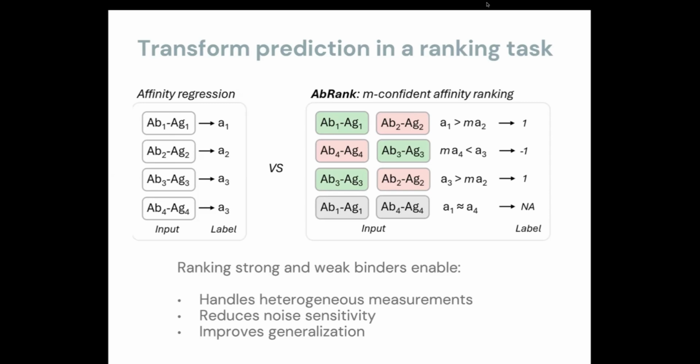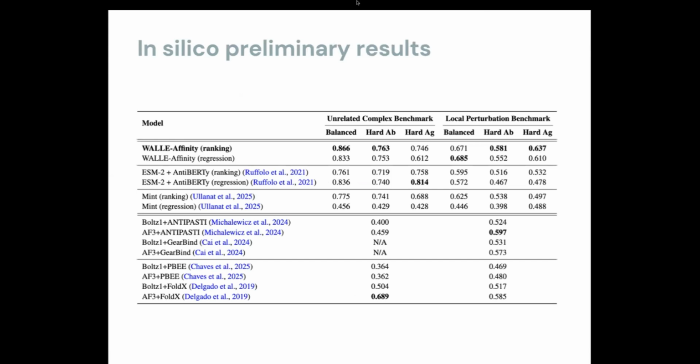Let me show you some in silico preliminary results. Sorry for the ugly table. Of course, when we develop models, we first want to compare them with other computational models before starting experimentally grounded comparisons. So we did these initial comparisons. We compare our model, called Valley affinity, to different models, some of them simply protein language models such as ESM2 and AntiBERTy, based on using both the ranking, as I described before, and also regression, where you try to predict the quantitative affinity.